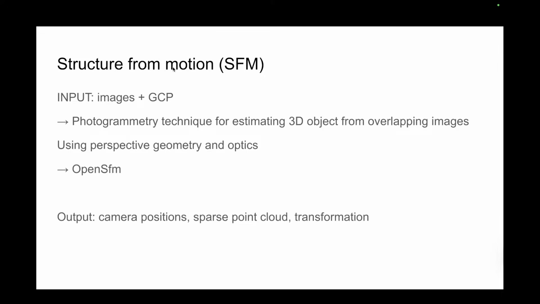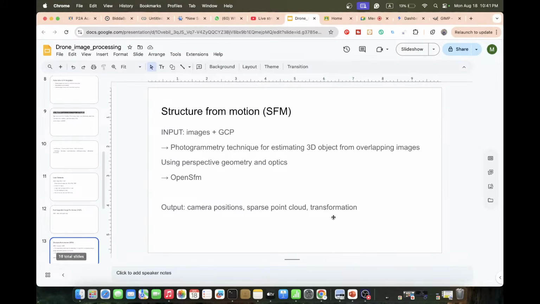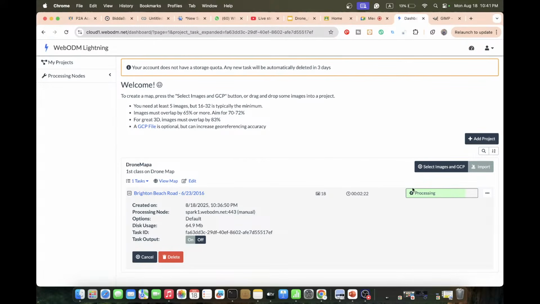So now we need to create the structure from motion, SFM. At this time we input the images and also set the ground control position, which is mainly optional. It is a photogrammetry technique for estimating 3D objects from overlapping images using perspective geometry and optics, and we are using OpenSfM. Suppose in this case I just upload the images. It's also processing, you can see it's working. I'll show you the practical after some time.